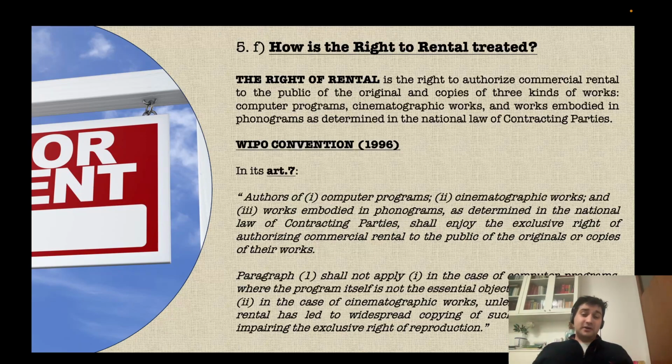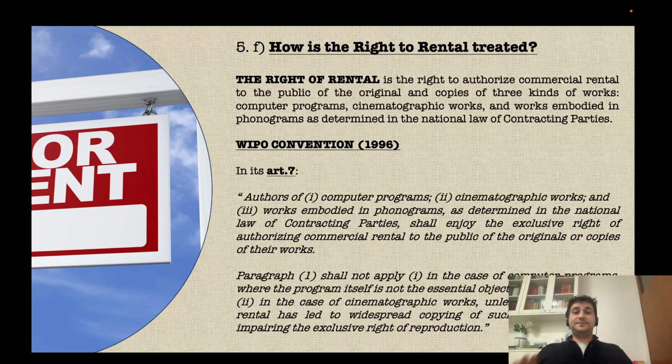While if you are a cinematographer, you won't be able to do the same unless the rental has generated systematic and out of control copying that made it impossible for you to apply the right of reproduction, because you don't know in any way who has the copies and who hasn't. So you don't know anything anymore. It's so widespread that it's all out of control. So instead of going to each of these persons, you go against the person that has rented the thing. How much is that possible? This one is Article 7 of the WIPO Convention.